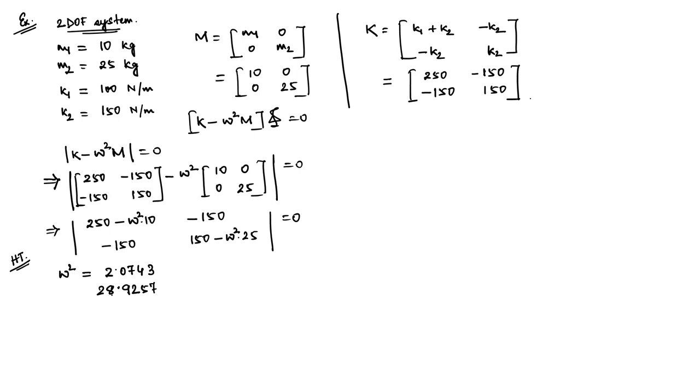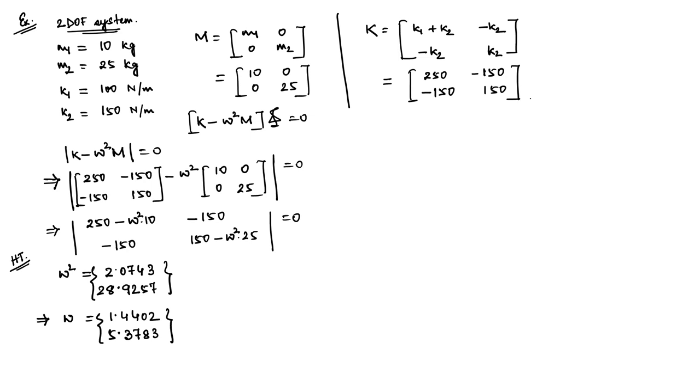Please complete this exercise. What we have again, you see two solutions for omega square, and the moment we do that, we can identify the natural frequency, which will be square root of this quantity. So, it will be 1.4402, and then the second natural frequency will be 5.3783. So, those are the two natural frequencies we have for this system.